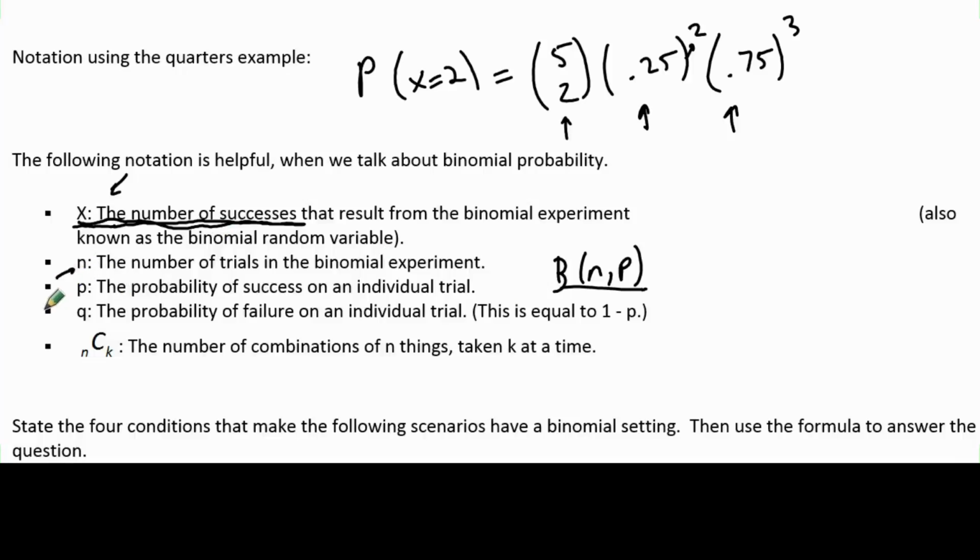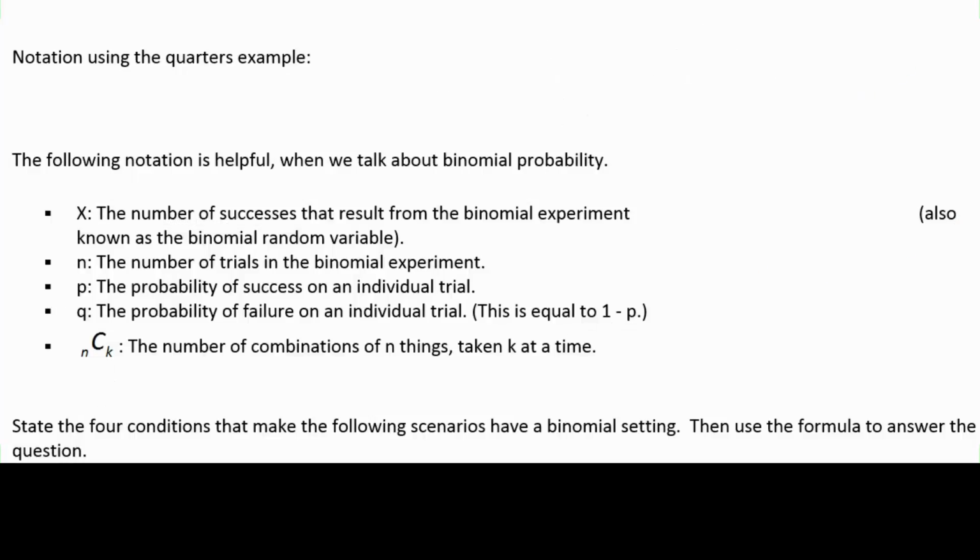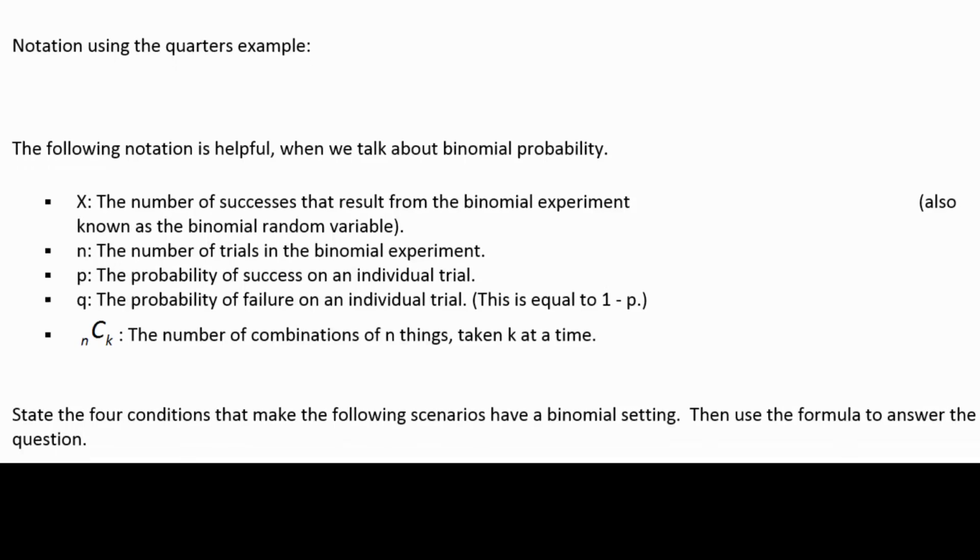N is the number of trials, p is the probability of success, q is the probability of failure, but it's also the same thing as 1 minus p, so you don't need another one. N choose k is the number of combinations, n things taking k at a time, which is exactly the same thing as this. And choose k. Alright, so pause if you need to go and make sure all your notes are down, and then we'll move on.